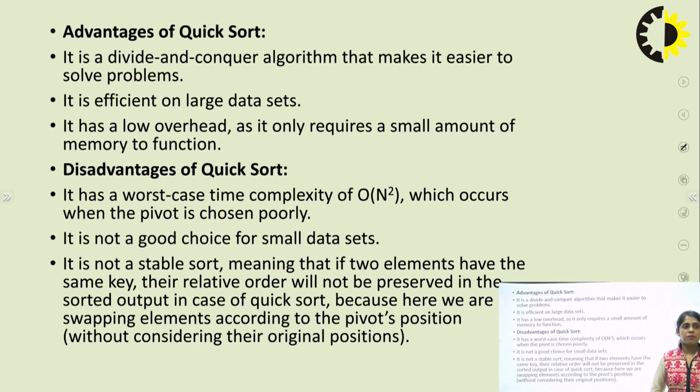Disadvantages of quicksort: it has a worst case time complexity of big O n square, which occurs when the pivot is chosen poorly. It is not a good choice for small data sets. It is not a stable sort, meaning that if two elements have the same key, their relative order will not be preserved in the sorted output in case of quicksort, because here we are swapping elements according to the pivot's position without considering their original positions.